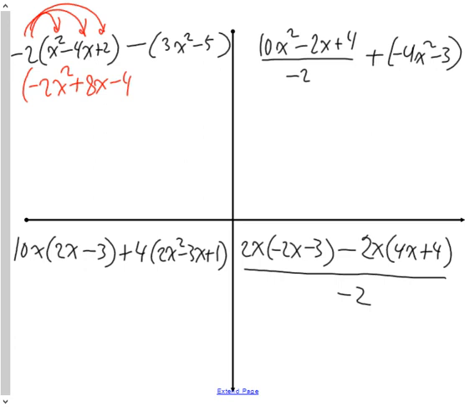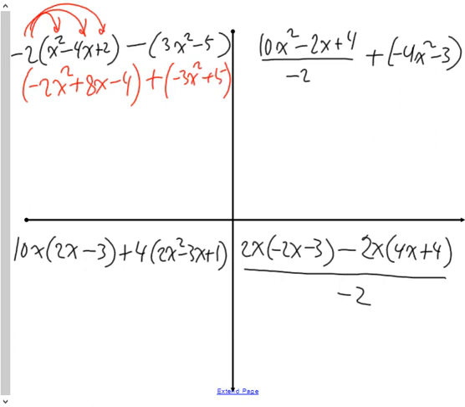Now what I'm going to do is I'm going to keep that in brackets. You don't have to, but I'm going to. And then I'm going to take away the next binomial, which means I'm going to change it to addition. And inside that bracket, I'm going to change it to the opposite of the polynomial. So instead of being 3x squared, it's going to be -3x squared. Instead of being a -5, it's going to be a +5.